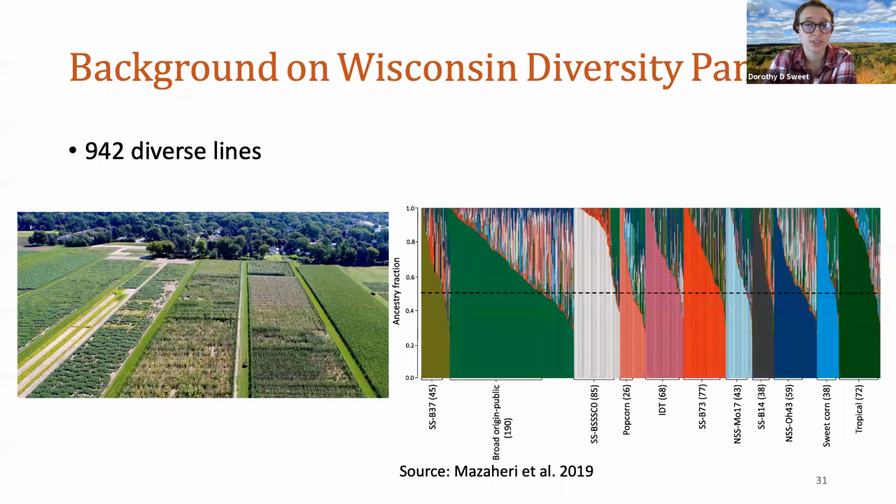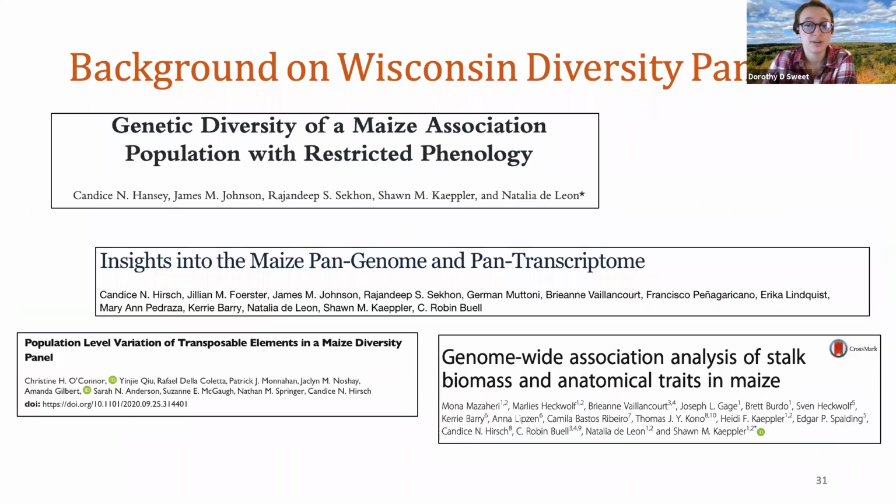To answer all of these questions, I'm gathering data from a subset of the Wisconsin Diversity Panel, which is being grown on flat and plotted land similar to that of a breeding program. The full diversity panel shown here is composed of 942 diverse inbred lines with some shared ancestry from 11 different subpopulations. And for this project, I am using a subset of 500 inbred lines that were picked based on a 2-week flowering window. And this panel is very ideal for my research due to all of the other research that has already been done on it and all the available data for it from these papers.